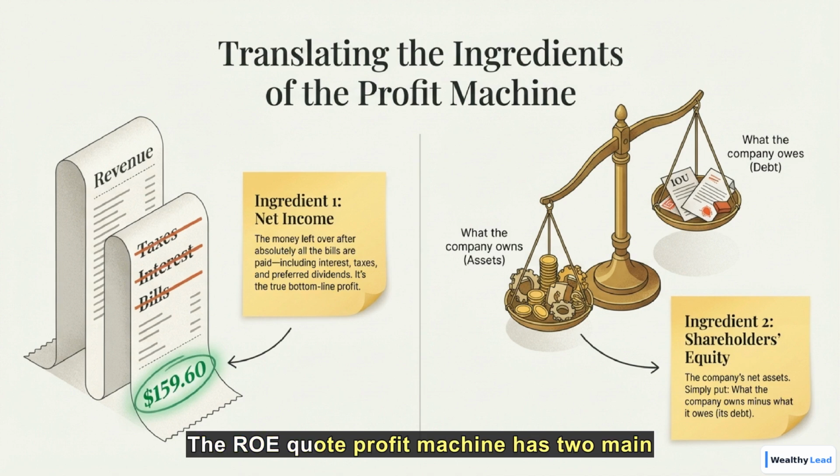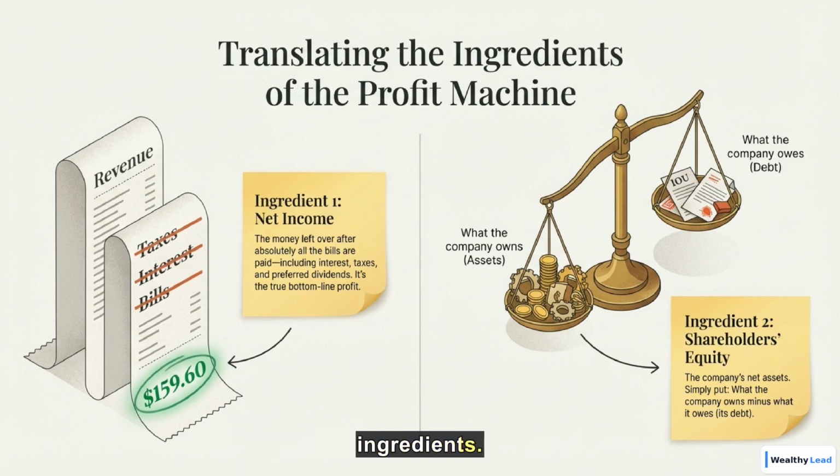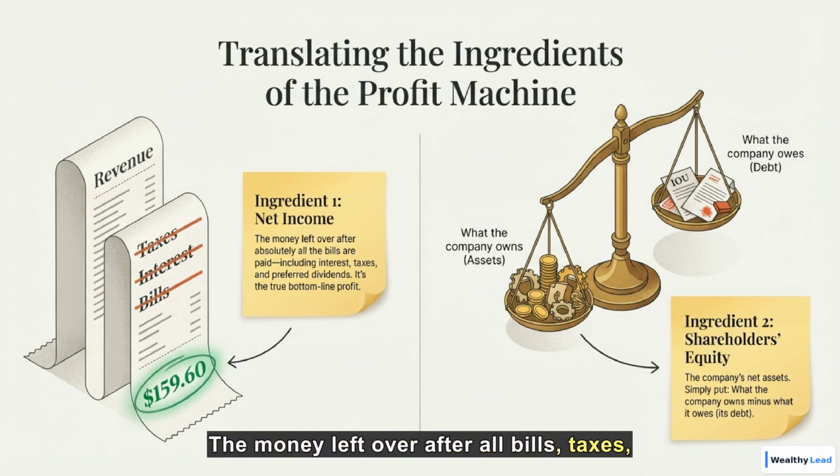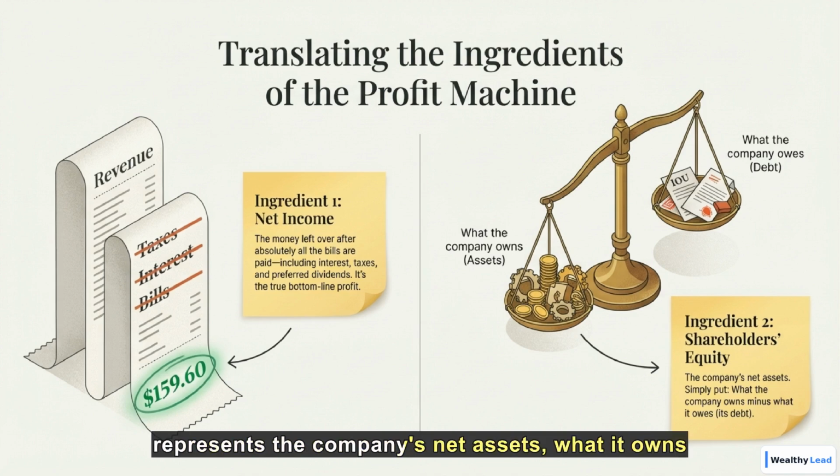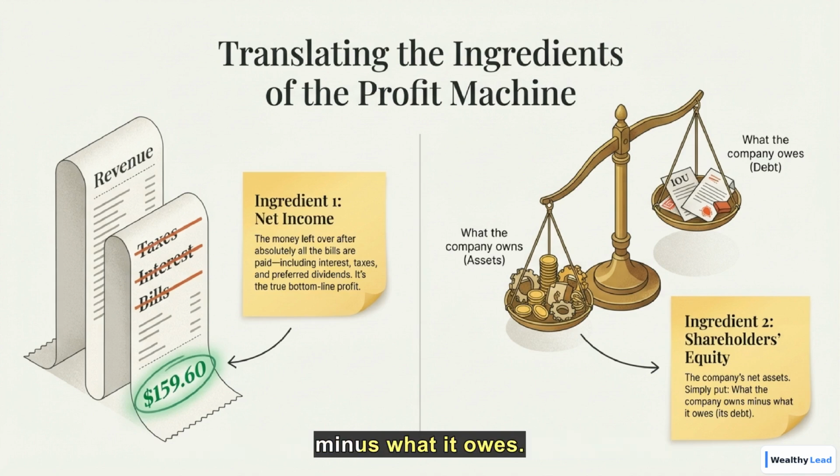The ROE "profit machine" has two main ingredients. Ingredient 1 is net income, the money left over after all bills, taxes, interest, and dividends are paid. Ingredient 2 is shareholders' equity, which represents the company's net assets, what it owns minus what it owes.